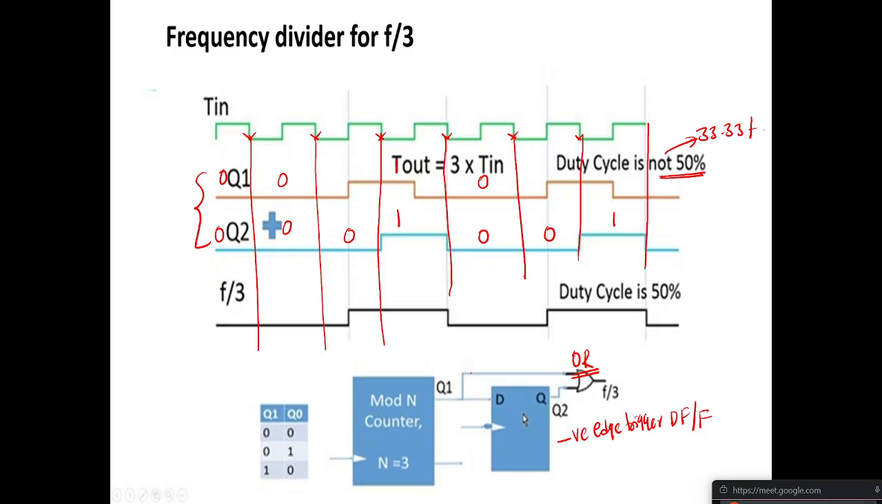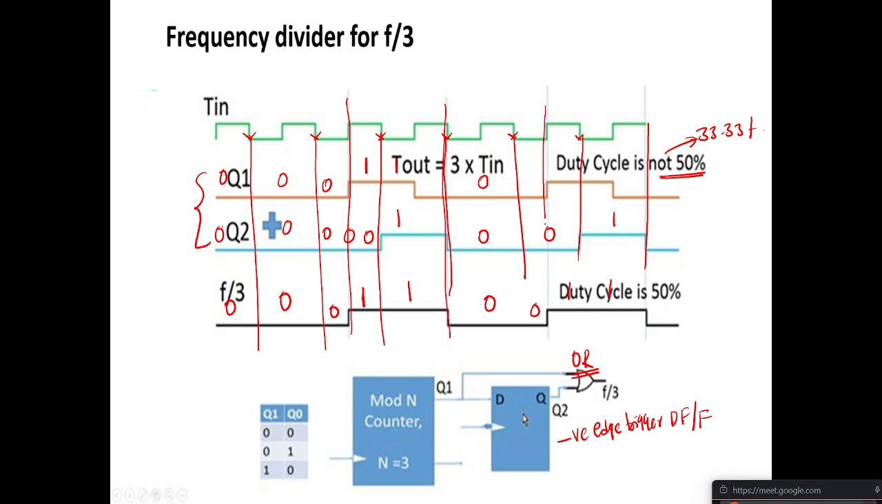Okay, so when you add, here what happens: 0 or 0 means you are getting 0. Again here 1 is there. 1 or 0 means 1, and 0 or 0 means you are getting 0 only. Here 1 you will get, here 0, here 0, here you will get 1, like that. So you are converting this 33.33% duty cycle into 50%.